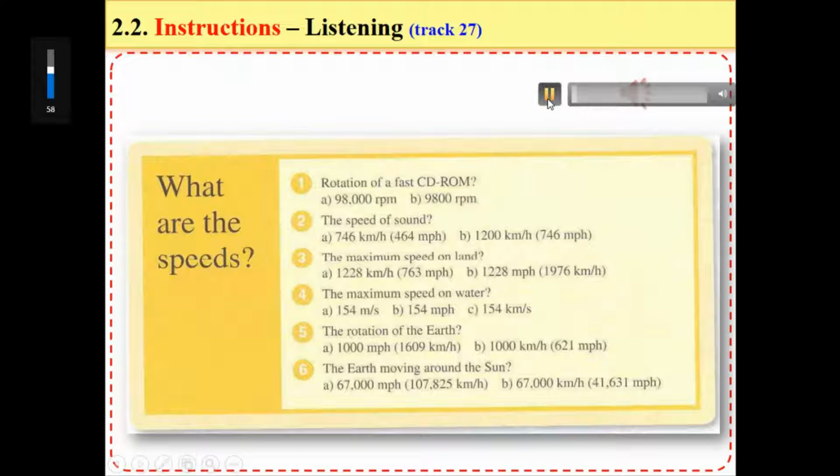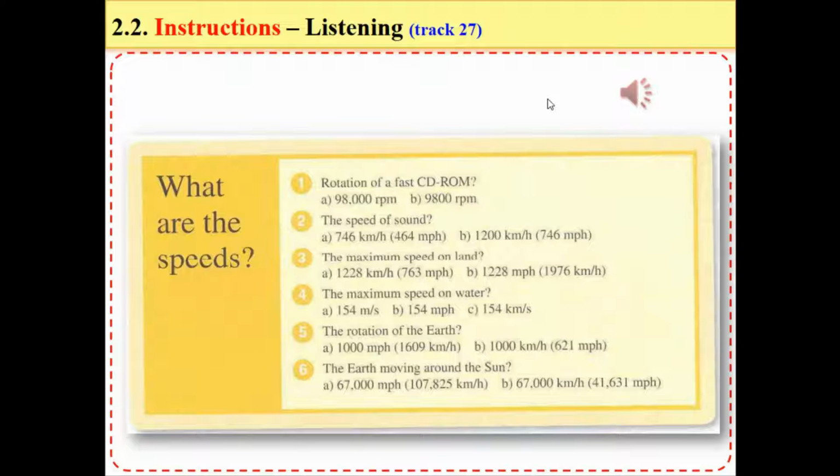Unit 4. Recording 27. 1. A fast CD-ROM can rotate at 9,800 revolutions per minute. 2. Sound travels at about 1,200 kilometers per hour. 3. The maximum land speed is about 1,228 kilometers per hour. 4. The maximum speed of a boat on water is about 154 meters per second. 5. The Earth rotates at 1,000 miles per hour. 6. The Earth moves around the Sun at 67,000 miles per hour.